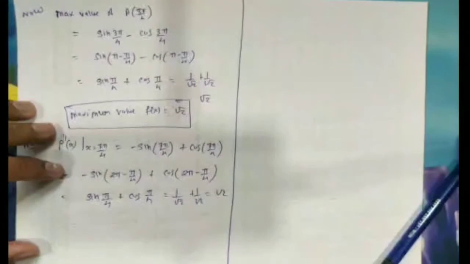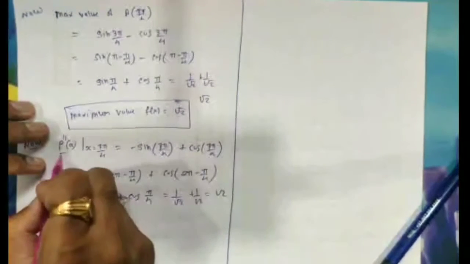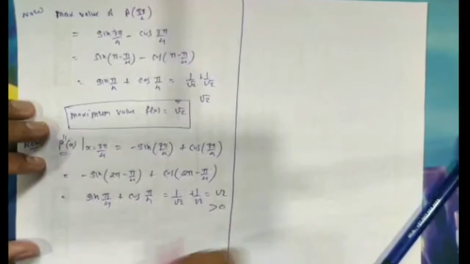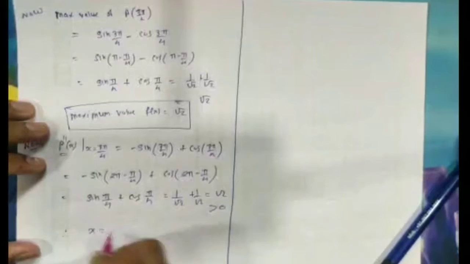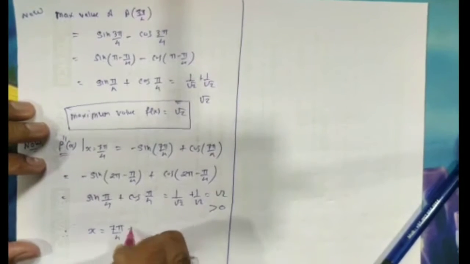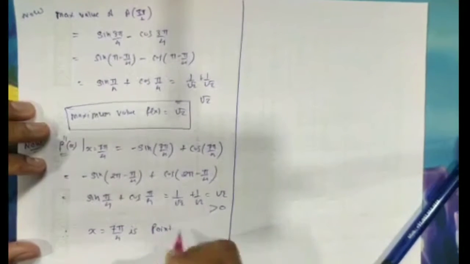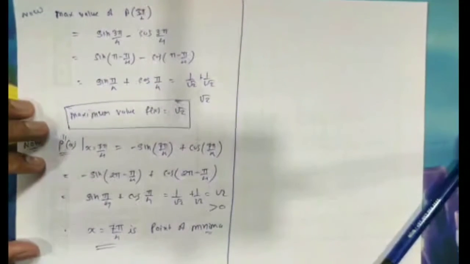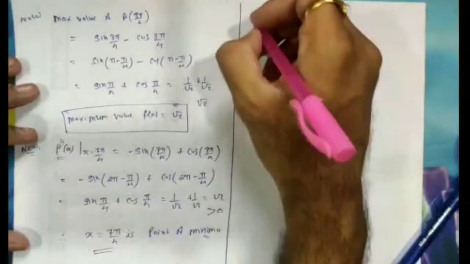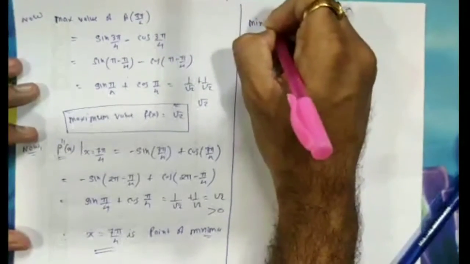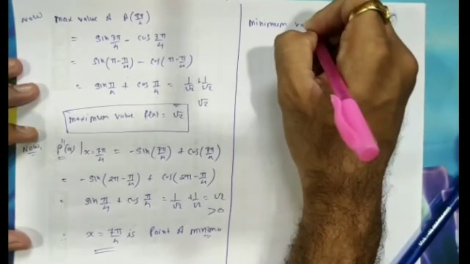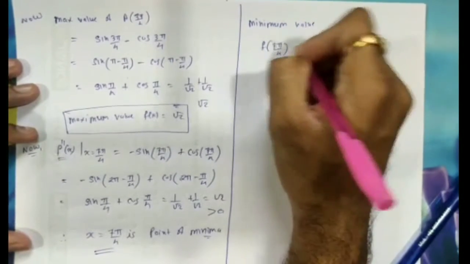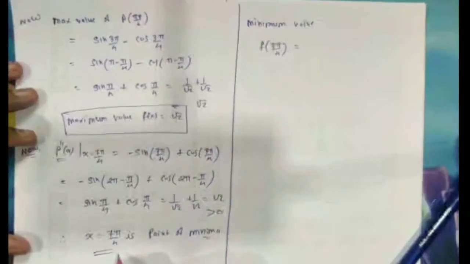Done. So this is the sign of f double dash x at x equal to 7 pi by 4, which is root 2, and root 2 is greater than 0. And therefore we can say that x equal to 7 pi by 4 is point of minima. For this point of minima, we are getting minimum value. So minimum value of the function f of 7 pi by 4. We are getting the minimum value of the function at x equal to 7 pi by 4.